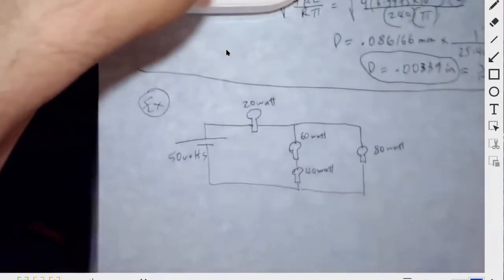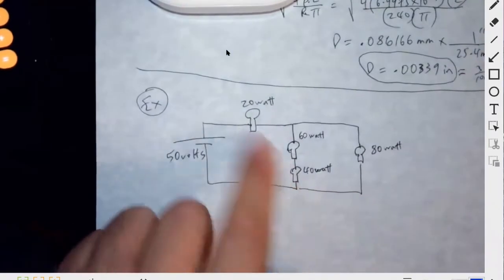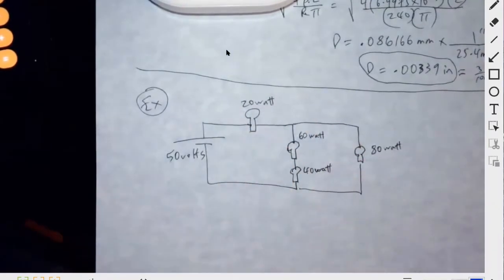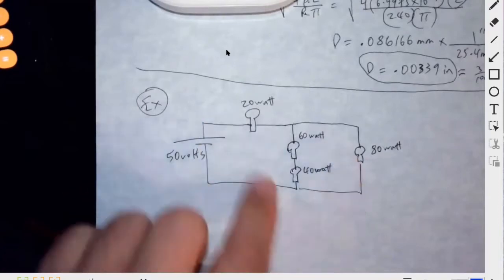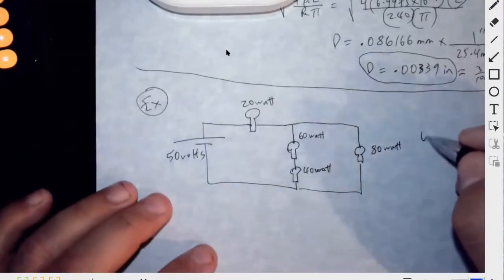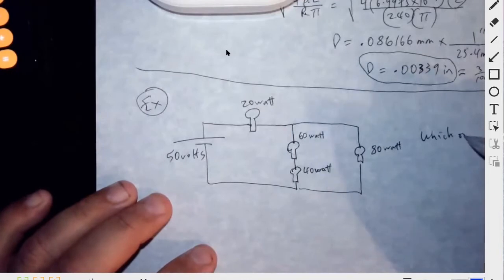So I could say, okay, in this circuit, which of the light bulbs is the brightest? Which of the light bulbs is the dimmest, the way that I have it connected? Which one is brightest, and dimmest.